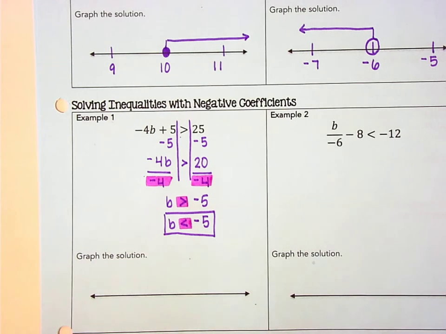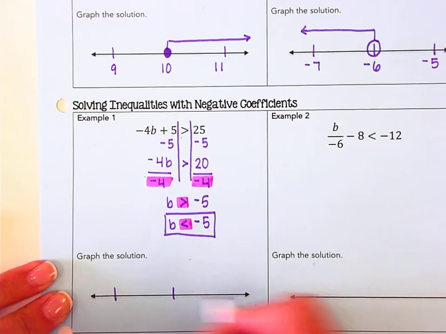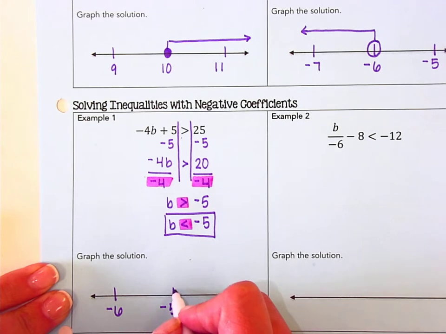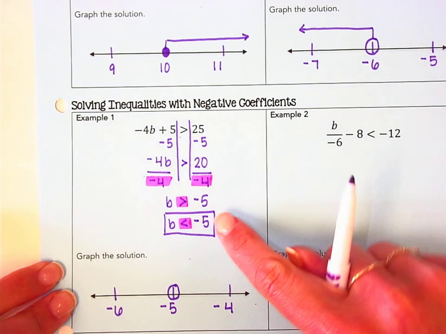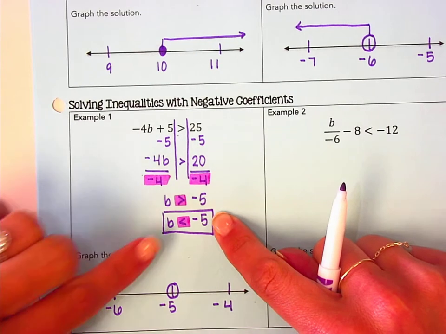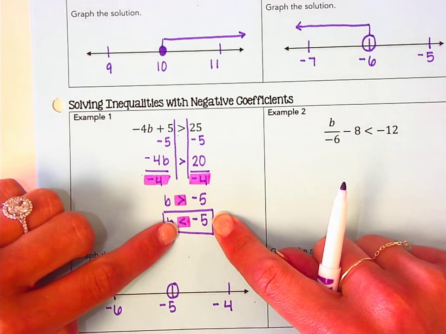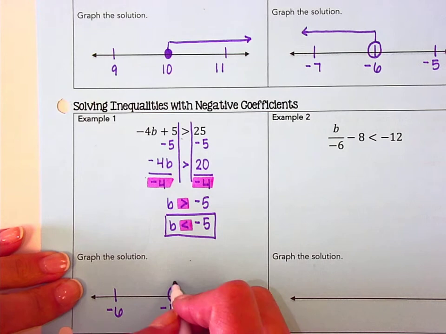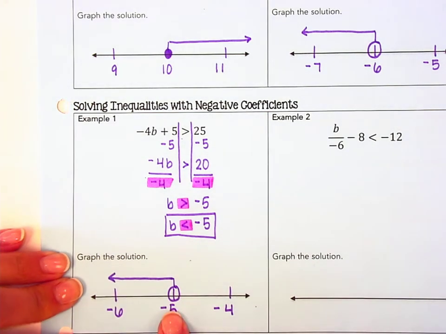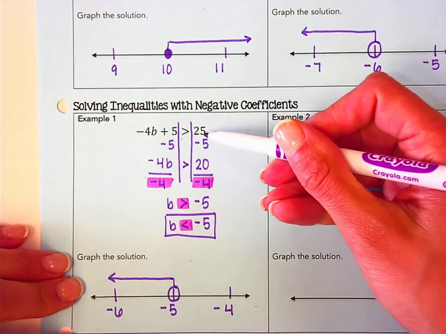We can graph this solution the same way that we graphed our other solutions. So draw our 3 points, negative 5, negative 6, and negative 4. Again, I'm going to use an open circle because negative 5 is not included as a possible value. And because I know that b has to be less than negative 5, we're going to draw an arrow to the left that shows all possible values of b have to be smaller than negative 5 to make this inequality true.